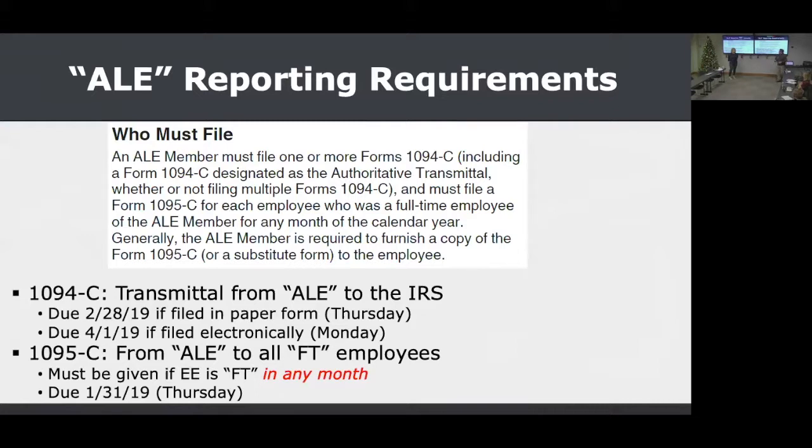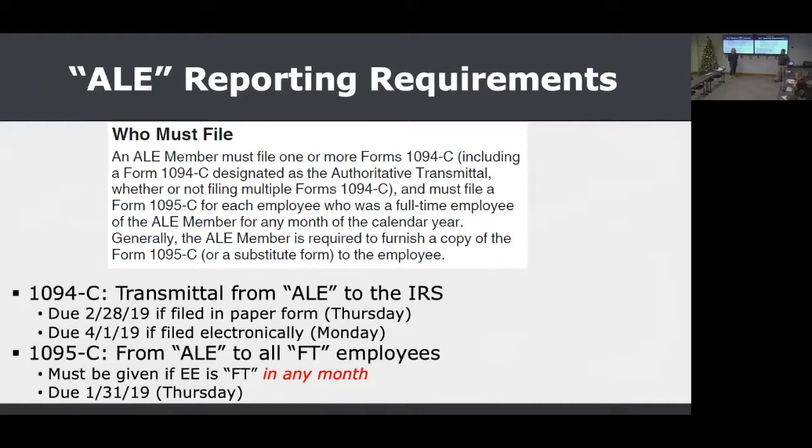The 1095C forms, right, the one where you have to give a copy to all of your full-time staff and a copy to the government, those are due to your full-time staff members by January 31st, 2019. Same as the W-2s, right? And although they don't always process it the same way, they need both of those forms to go to their accountant to get their taxes. So you have to give the 1095C to your employees by January 31st. That's a Thursday this year. But then the batch of those that you gave to all your full-time staff and the 1094C aren't due to the government if you file online until April 1st.